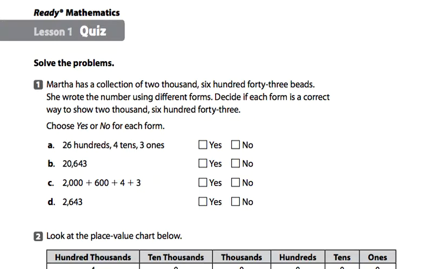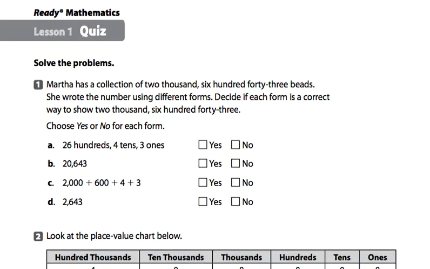Martha has a collection of 2,643 beads. She wrote the number using different forms. Decide if each form is a correct way to show 2,643. All right, so what is this problem about? It's about Martha and her collection of beads, right?